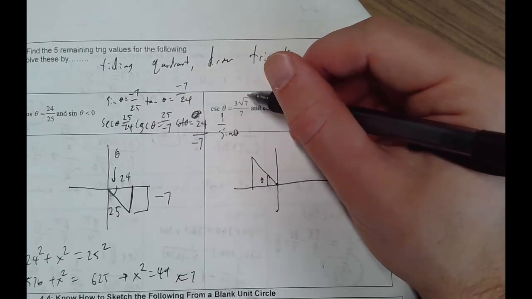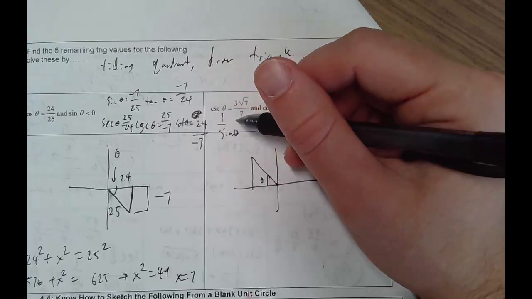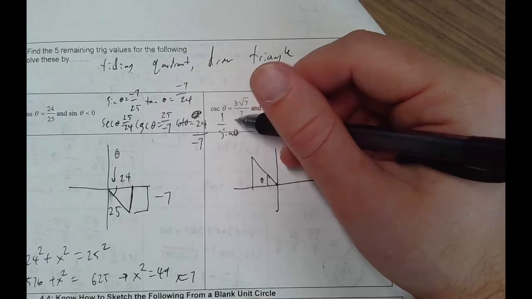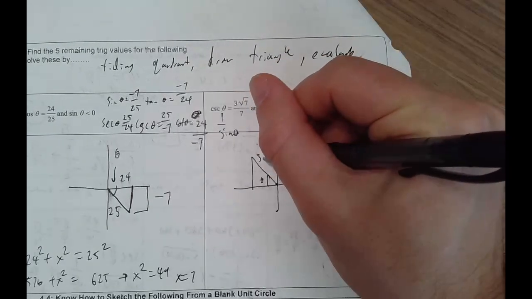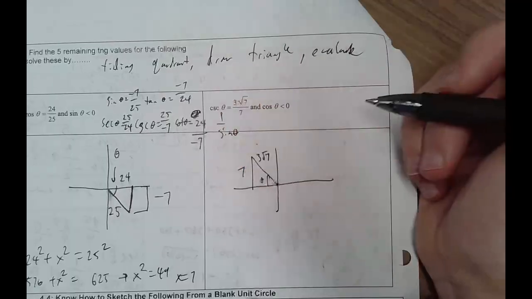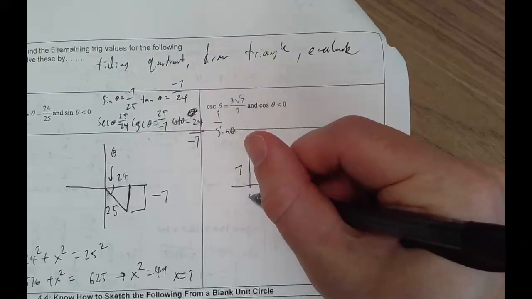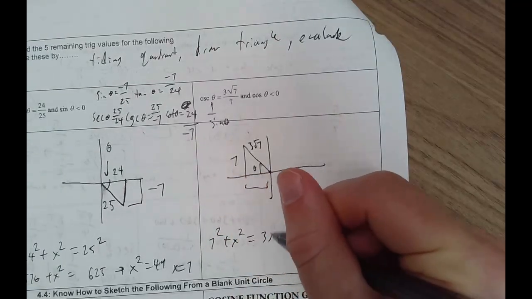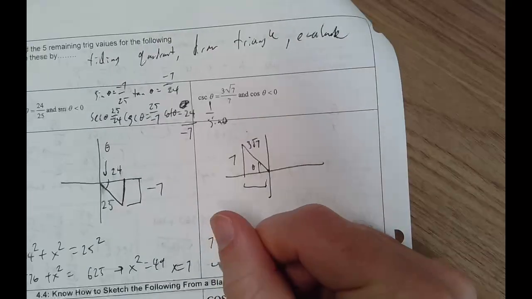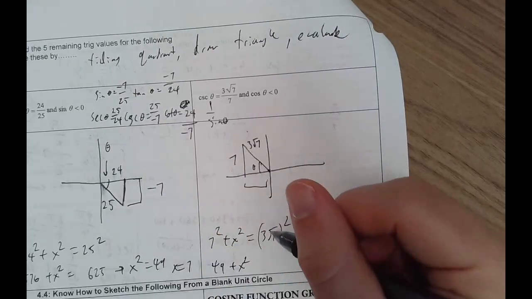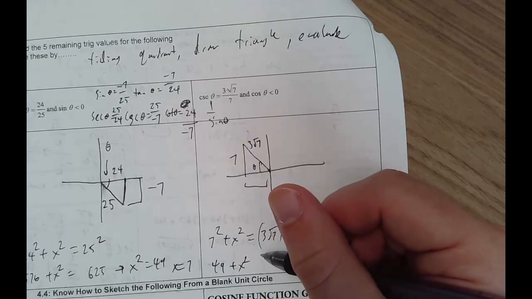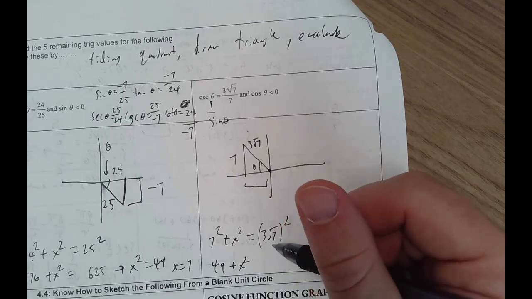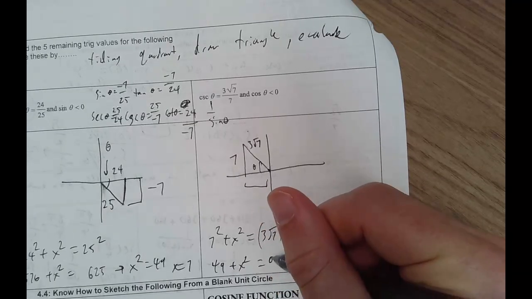Cosecant is 3 root 7 over 7. And cosecant is the same as 1 over sine, which is the same as hypotenuse over opposite. So that means my hypotenuse is 3 root 7. My opposite is 7. So we have to do the Pythagorean theorem to find this. So 7 squared plus x squared equals 3 root 7 squared. So that's 49 plus x squared equals 9 times 7, so 63. Whew, it's been a long day. 63.